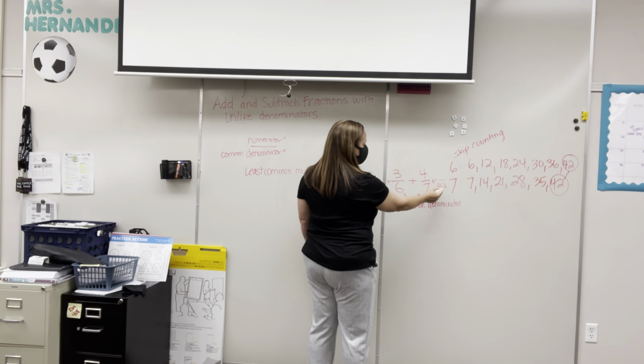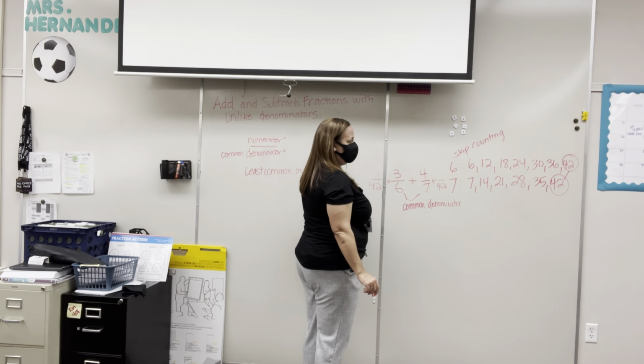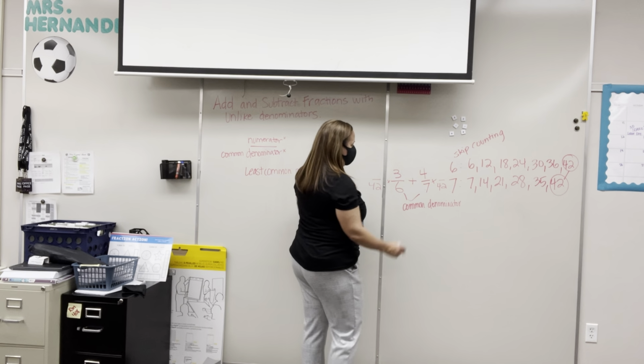So what times 7 equals 42? What times 7 equals 42? It would be 6. Right.